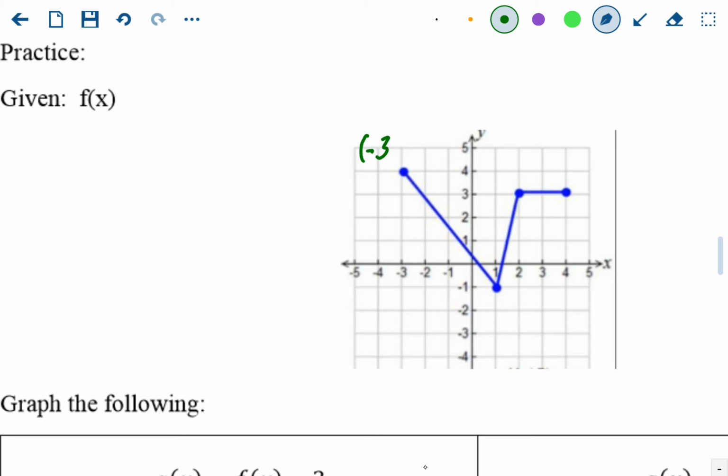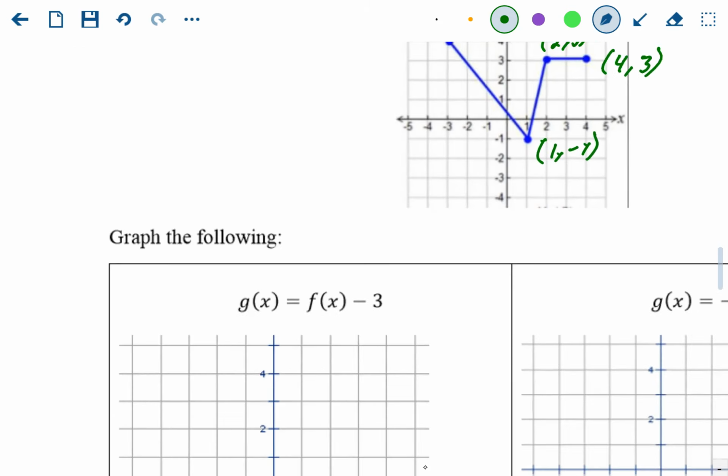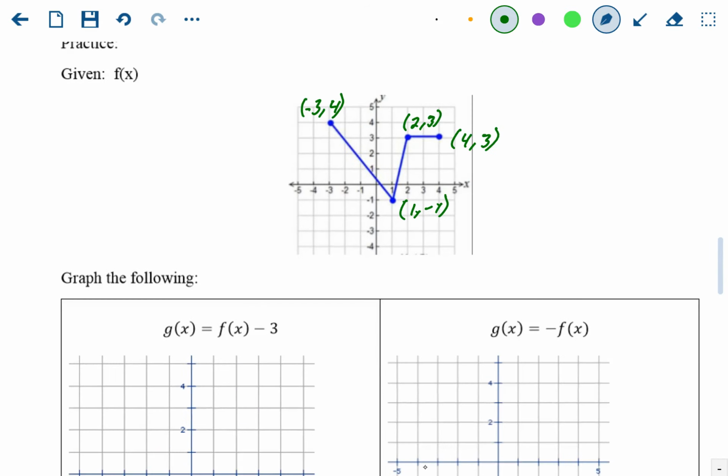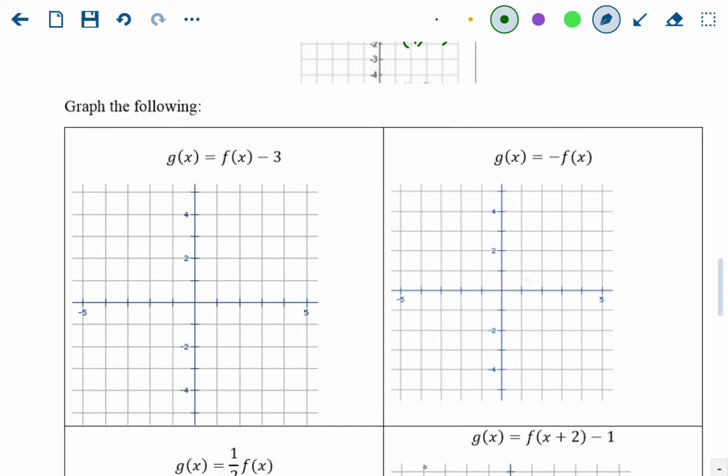This dot up here would be (-3, 4). Down here would be (1, -1). (2, 3). And then (4, 3). And we're going to transform the function based on those 4 points. Now again, the dots were here, but you could pick any point that you want. All right, so graph the following. f(x), again, f(x) was this graph, that's the general function graph.